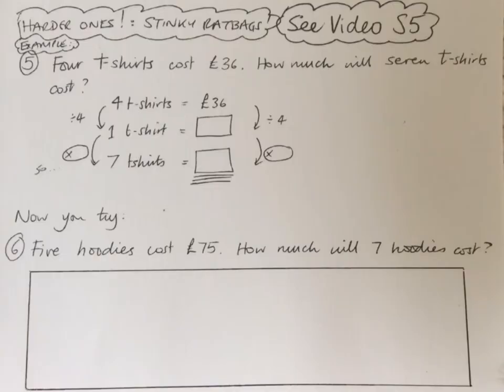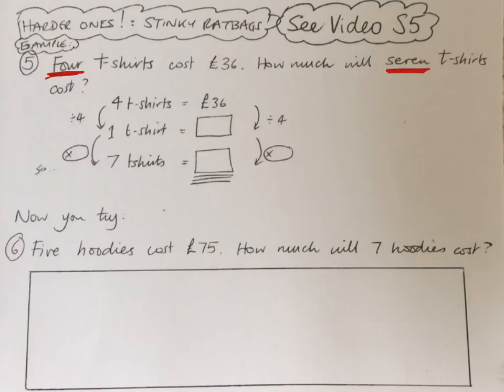Moving on to other scaling questions. These are the tricky ones. These are where they give you a price for a certain number of objects, and you've got to sometimes work out another amount of objects that's a bit of an awkward number. So here it says 4 t-shirts cost £36. I wish it said how much would 8 t-shirts cost, because then we could just double it, but it's not that simple.